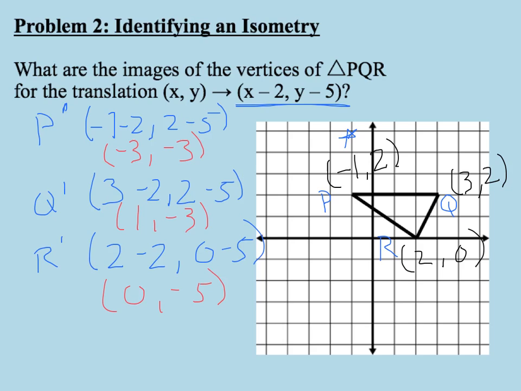So if I plot those points, -3, that means I move left 3 and then down 3. This would be my transformation P. And then I move left or right 1 and down 3. That's my Q. And 0 down 5. So this would be my transformation using translation.